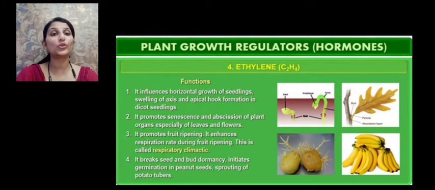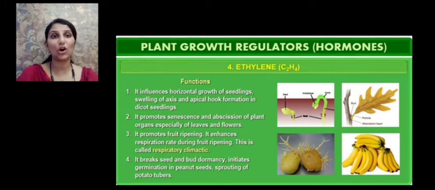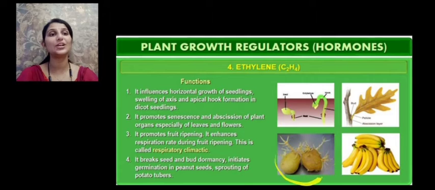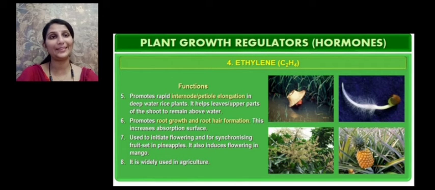It promotes fruit ripening. It enhances respiration rate during fruit ripening because more energy is needed when the fruit is ripening. So it enhances the respiration rate, and this is called the respiratory climacteric. Thus, by breaking the dormancy, it initiates germination in peanut seeds and sprouting of the potato tubers. All this is done with the help of ethylene.